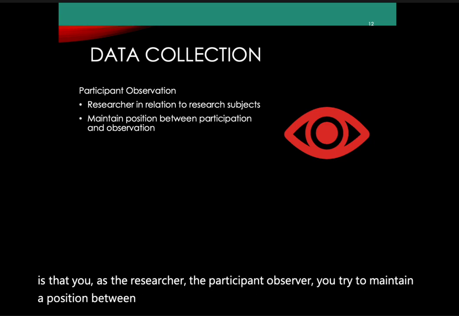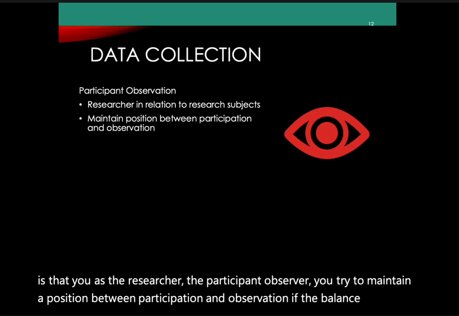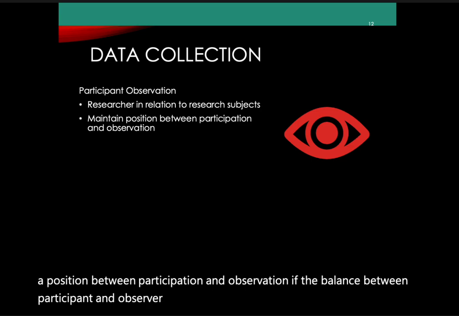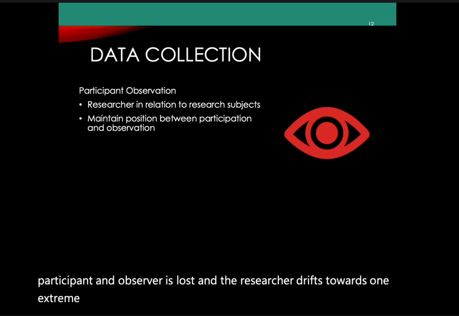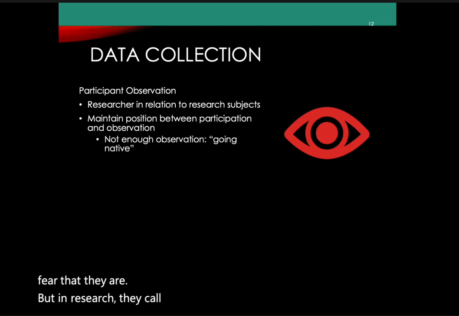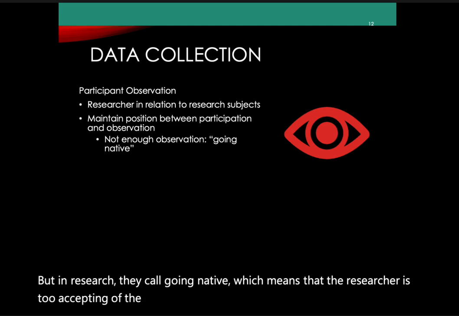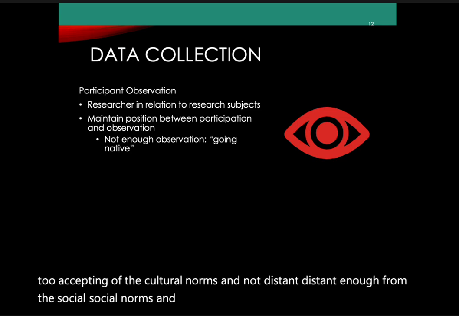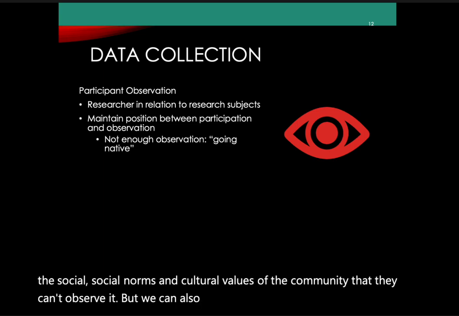If the balance between participant and observer is lost and the researcher drifts towards one extreme by turning into a participant without much observation, there's a fear that they are what in research they call going native, which means that the researcher is too accepting of the cultural norms and not distant enough from the social norms and cultural values of the community that they can't observe it. But we can also see the extreme in the other direction.